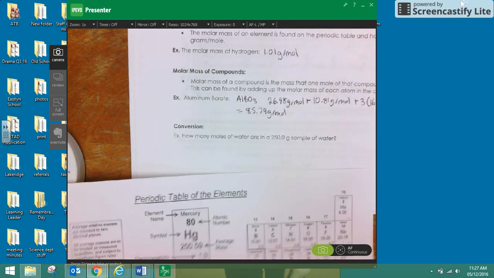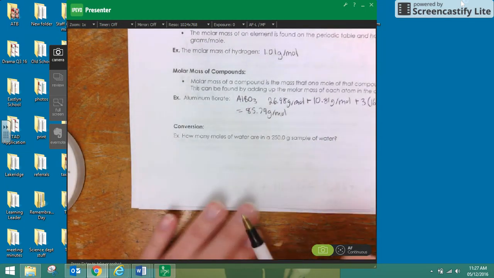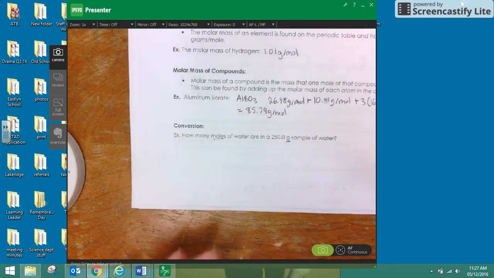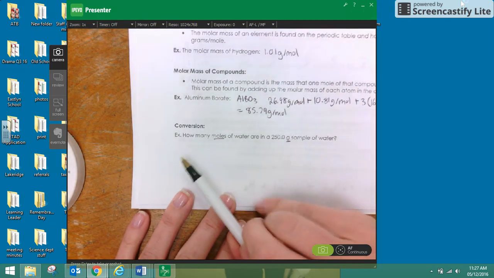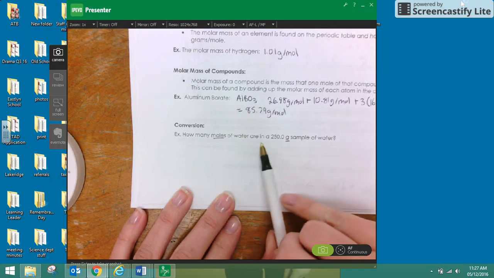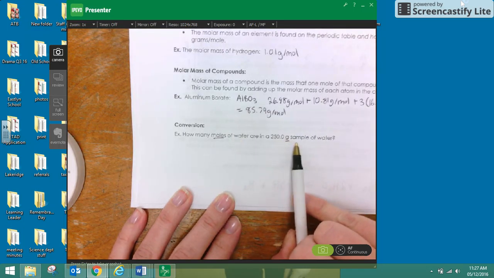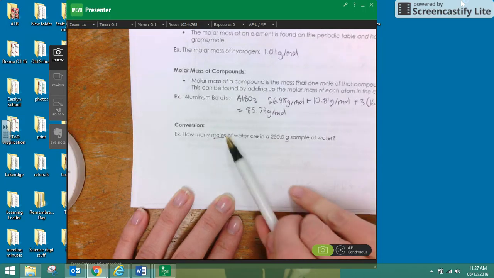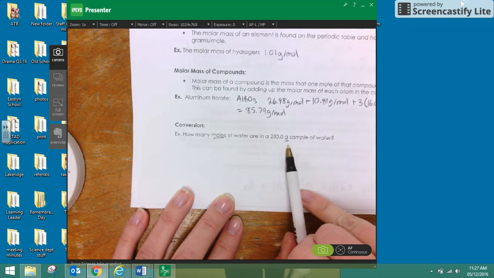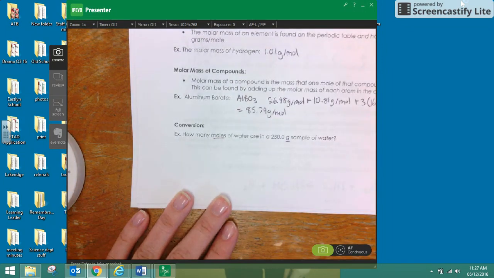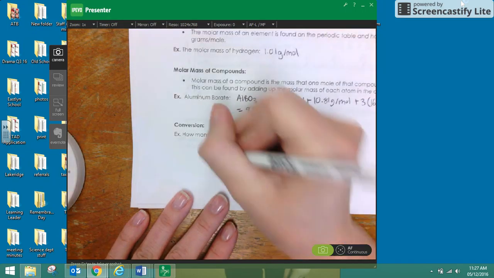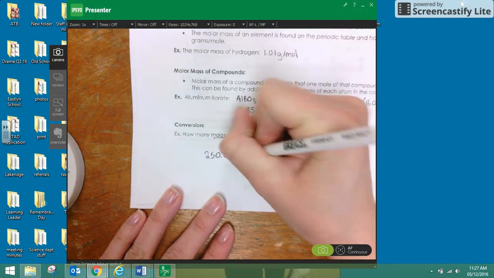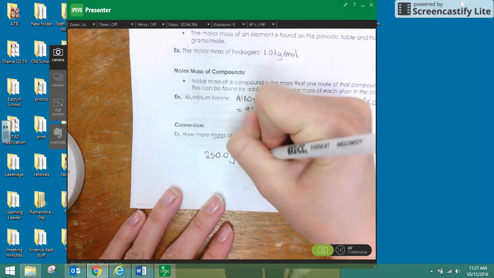Now when we're trying to do conversions using molar mass, it means we're going between moles and mass, which is signified by grams or kilograms. So this question: how many moles of water are in a 250.0 gram sample of water? And this would be about 1 cup of water. So how many moles of water are in about a cup of water? So we start by writing down the number and units given to us in the question. The number in the question is 250.0, the units is grams, and we're working with water.